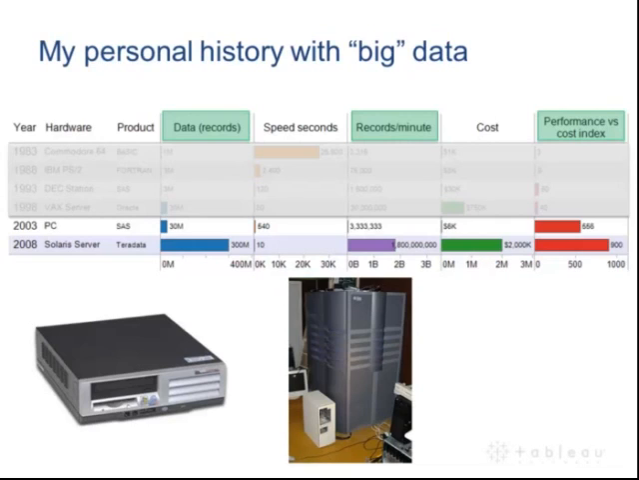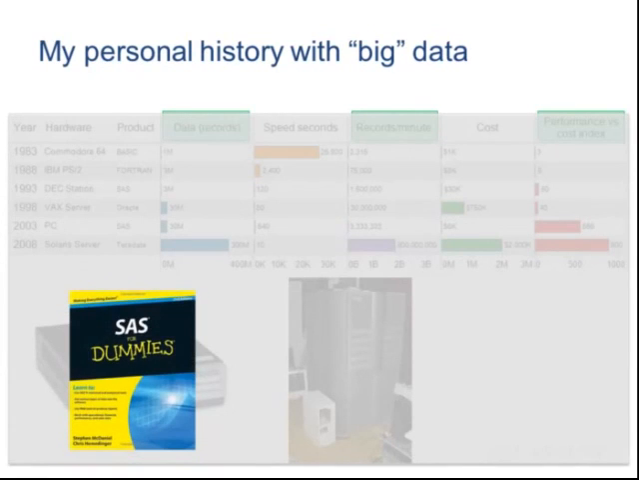So I was actually able to analyze tens of millions or hundreds of millions of records extremely fast, often in a matter of minutes or even seconds. So this is like a total transformation. Back in '83, I was dealing with 1 million records and it took the day. And here we are with the Solaris Server and Teradata, 300 million records in about 10 seconds. Now, also I wrote SAS for Dummies, so I've had a lot of experience with SAS on various systems, and so I have good fond memories of that.